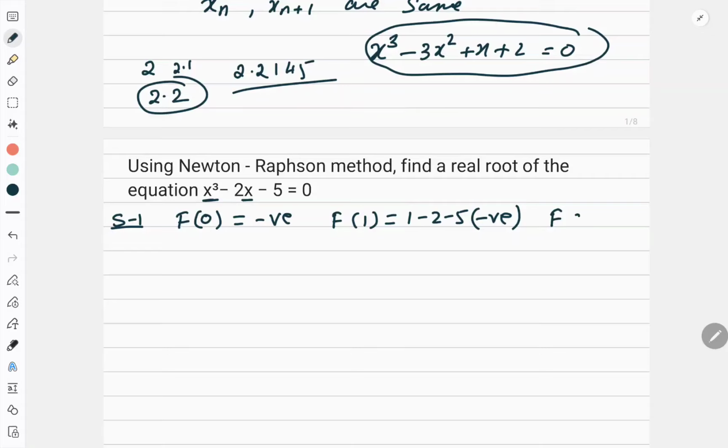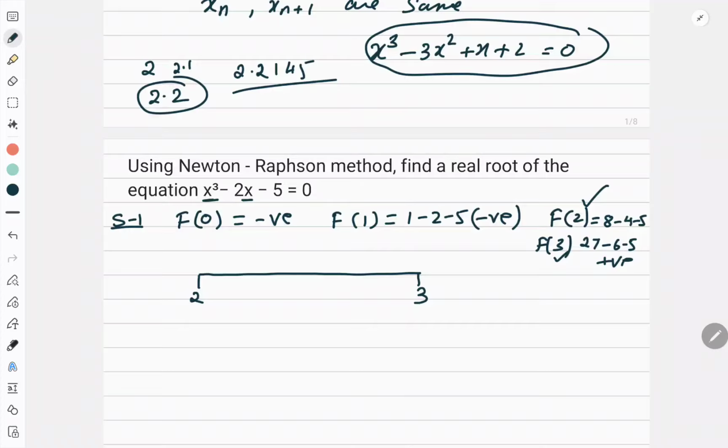Then f of 2. If you do f of 2, you get 8 minus 4 minus 5, again negative. Now do f of 3. What is f of 3? 27 minus 6 minus 5, this is positive. So what happened? See, I'll draw this line so that you are more clear. You observe that your answer is between 2 and 3, because at 2 I got negative, at 3 I got the positive.